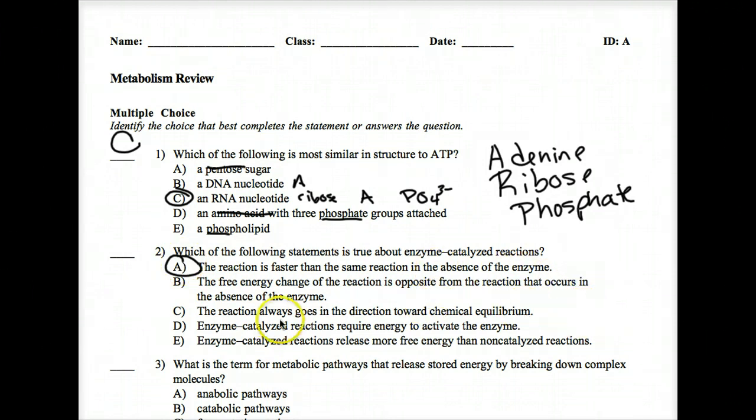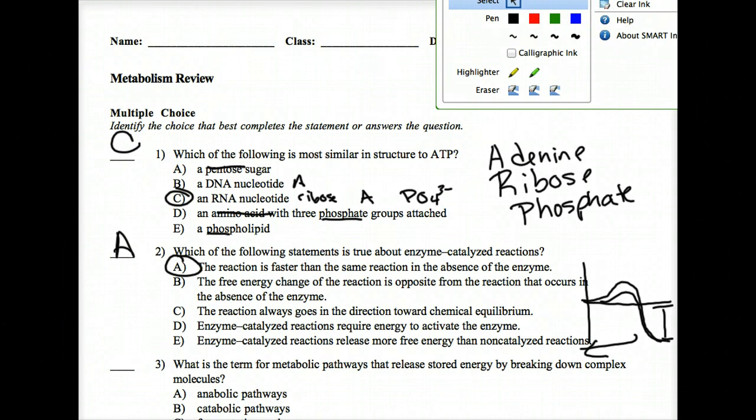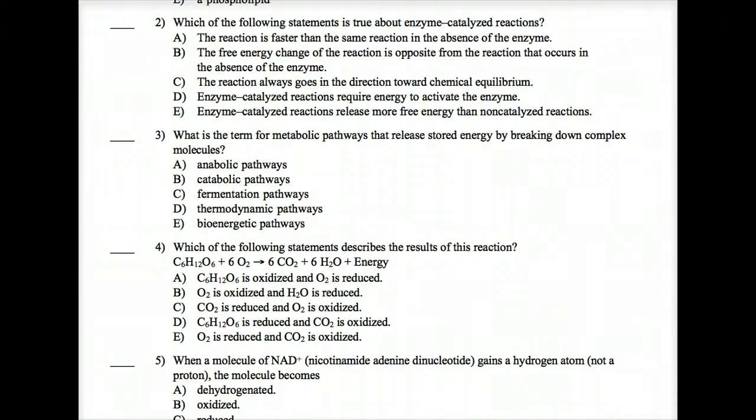The only other one here that really makes sense is you might think that an enzyme-catalyzed reaction releases more free energy than non-catalyzed, but you have to remember on this curve, you're just lowering the hill. This is your releasing of free energy, and the free energy is the same. What's different is how much energy you put in. So if it's a lower hill, you're going to get up it faster. So my answer there is A. So that is that. Let's clear that and scroll down.